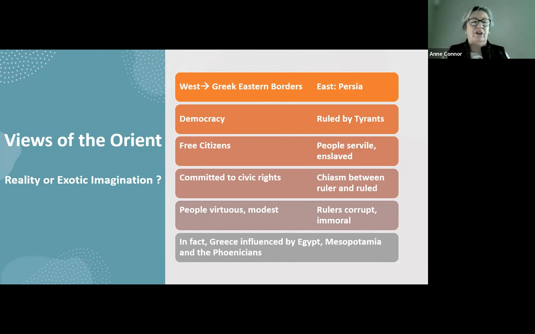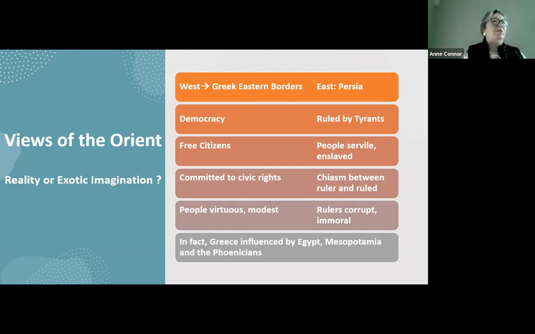which represent Persia. So for the West, they considered that the regime was a democracy, whereas in the East, they were ruled by tyrants. In the West, they were free citizens. In the East, people were servile and enslaved. In the West, they were committed to civic rights. In the East, there was a chasm between ruler and ruled. In the West, people were, of course, virtuous and modest. In the East, the rulers were corrupt and immoral.